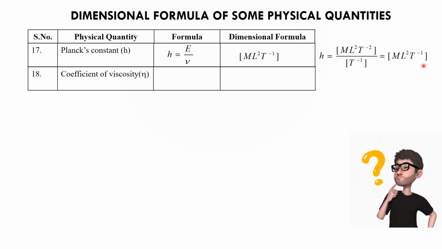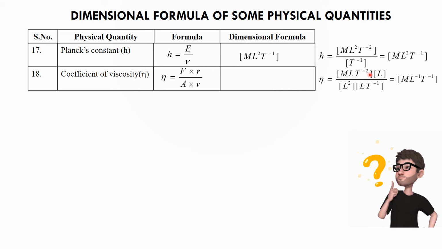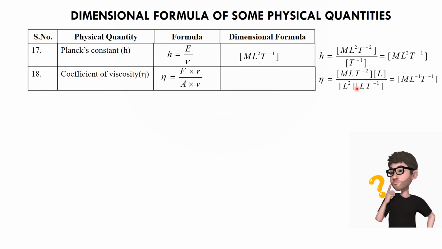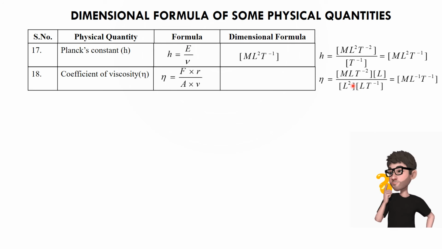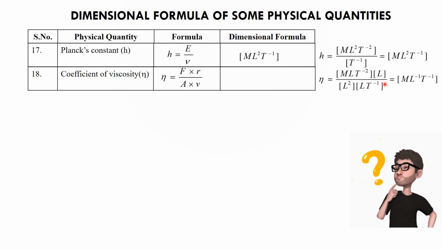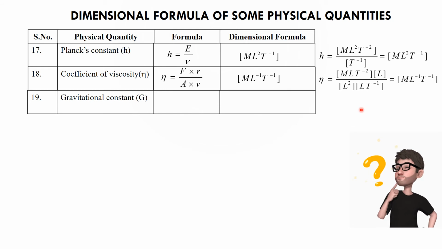Coefficient of viscosity, as I said, we will study later about this, but the formula I'm providing you is F into R upon area into velocity. F is MLT^-2, R is L, A is L square, V is LT^-1. So here, if I solve this, can you see L square cancels, 1 L is remaining, L^-1, M is there, and T^-1. So ML^-1 T^-1.